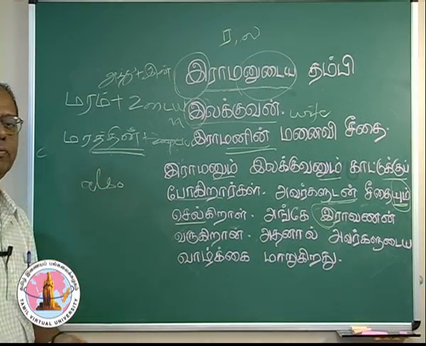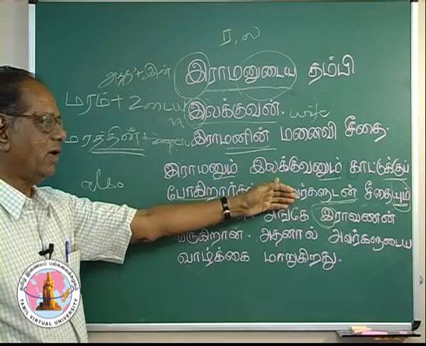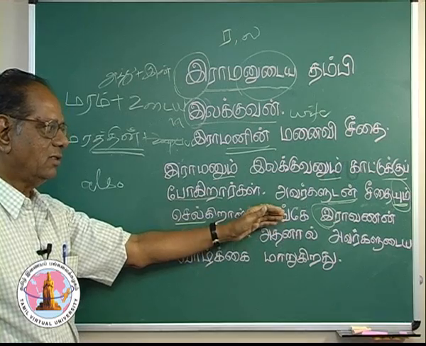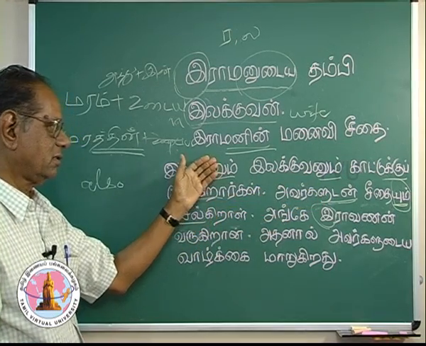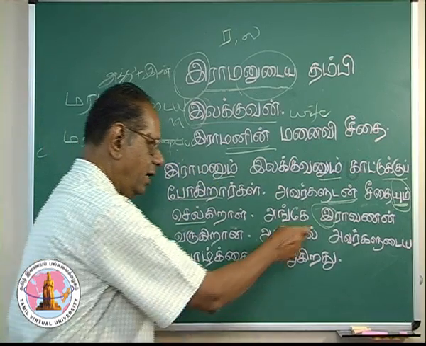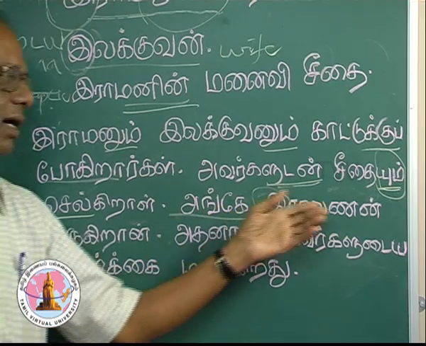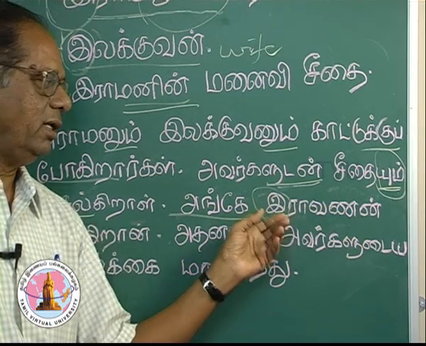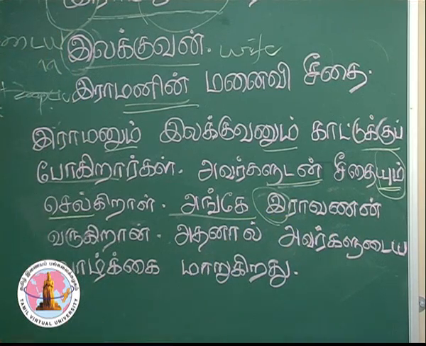Also. The previous sentence is that Rama and Lakshmana went to the forest. The next sentence, along with them Sita also went to the forest. Ange, there. Ravanan, I put E here, remember, note that. Ravanan varugiran, comes.